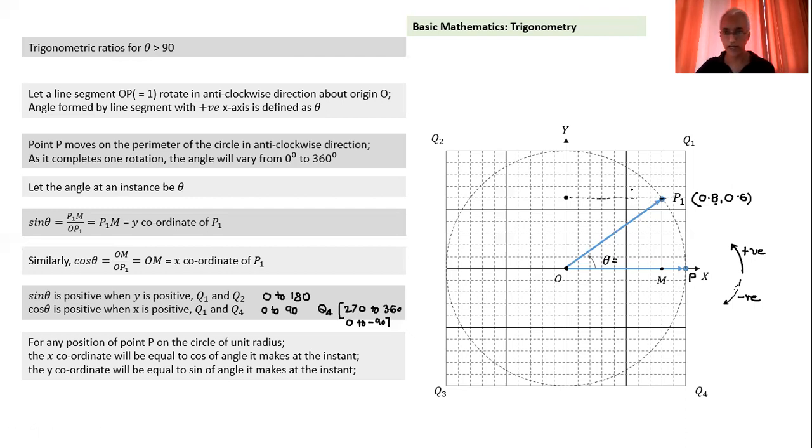So we just get a mental picture of the figure we have here and how the x and y coordinates are related to sine theta and cos theta at a particular instant. And this is something we are going to learn to apply in the subsequent slide and see how it is useful.